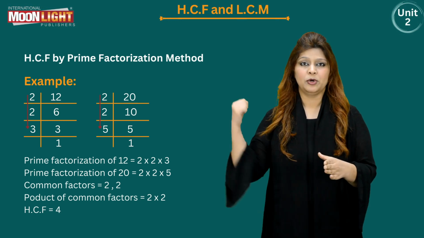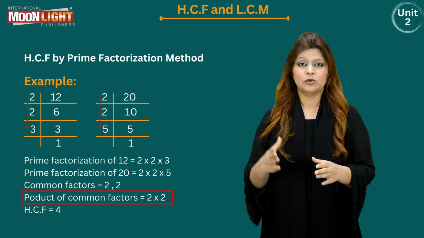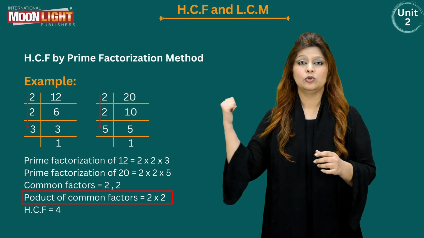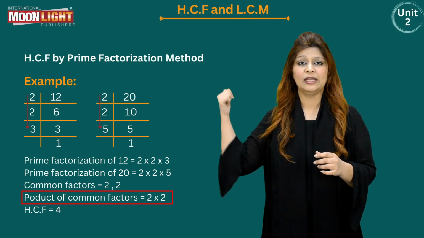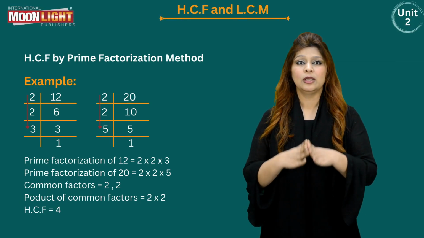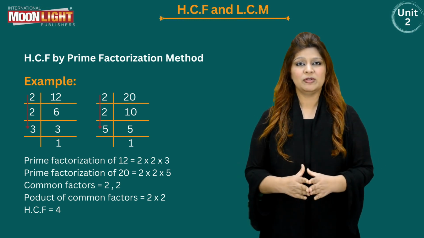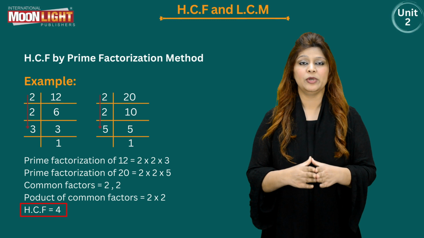Here we are just writing common factors. If you are going to write product of prime factors, in the next statement we are going to write product of common factors is equals to 2 multiplied by 2. Here in the place of comma, we will just write multiplication sign. So, as you know that HCF is the product of common factors, 2 multiplied by 2 is 4.